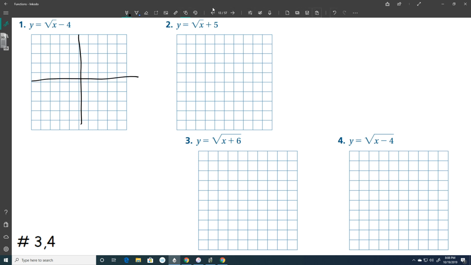Wow, I can't even live with that. I'm going to make myself redo that one. I mean, I can live with some crookedness, but that was out of control.